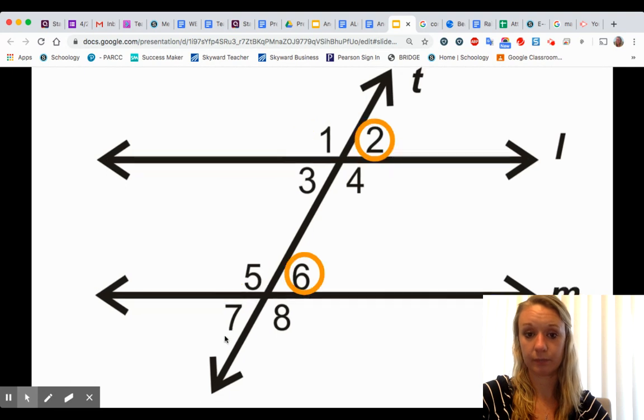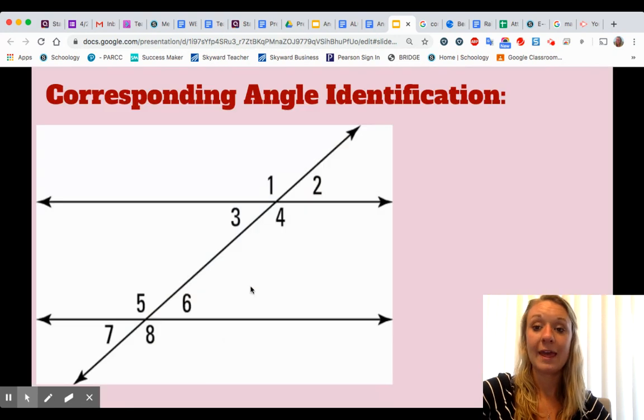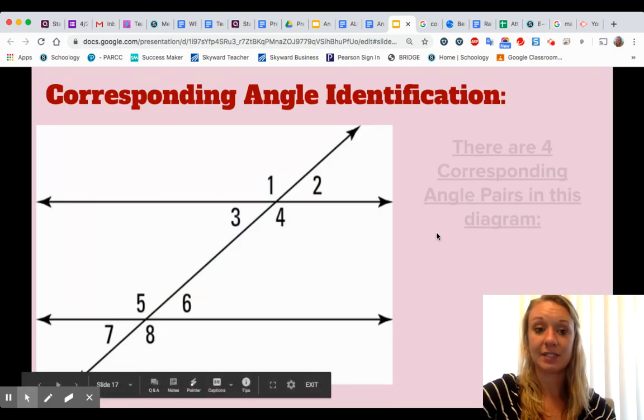Corresponding, so they're congruent. Those are corresponding. Those are corresponding. Those are corresponding. If they are corresponding, they are congruent, they are equal. Now let's use that to identify them further.